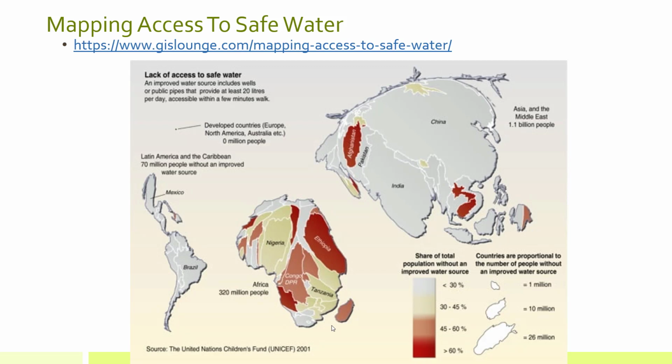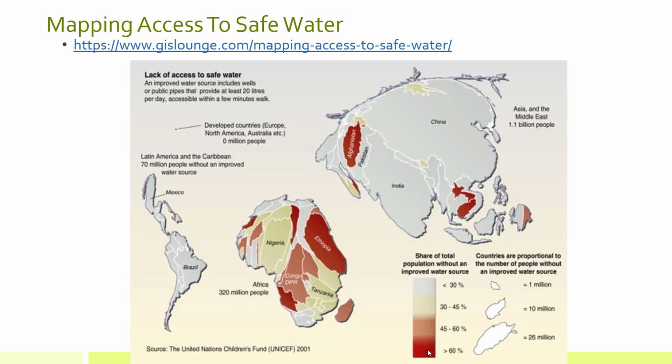And if we look at the areas of the world that lack access to safe water, let's start down here. We can look at the colors are representing the share of the total population without an improved water source. So the darker areas that you see in this cartogram, this is not the true shape of the continents as we know, but it is shaped according to this data set. So we have areas such as Afghanistan, Ethiopia, and various countries in Africa that are showing up to 50% or more of the population do not have clean water.